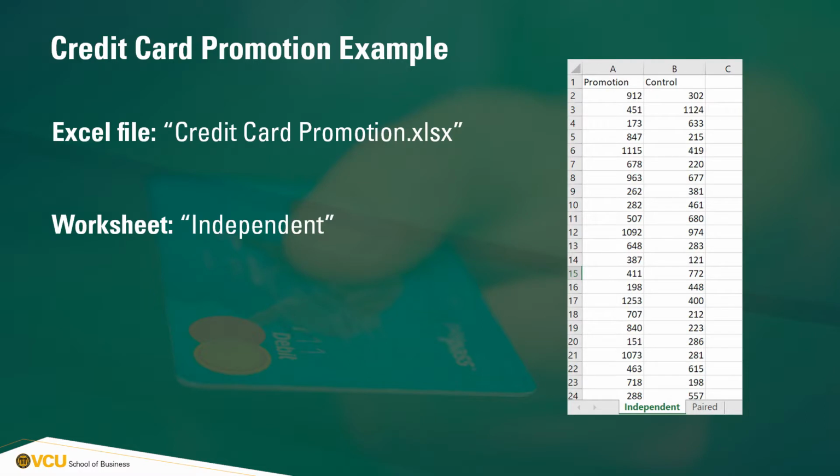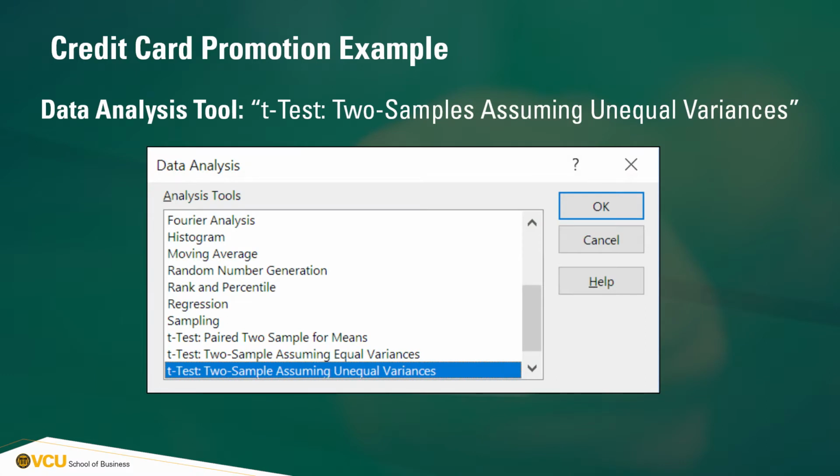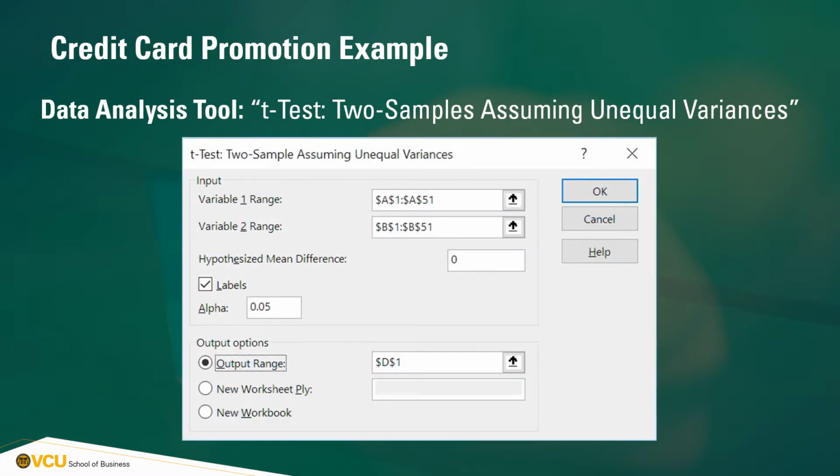This worksheet contains the credit card spending for the two samples of customers, 50 for the promotion and 50 for the control. Let's go ahead and run this test with the Data Analysis Tool Pack. Select the Data Analysis button and scroll all the way down until you find t-test, two samples assuming unequal variances. Select OK. Now select the variable ranges for the two samples.